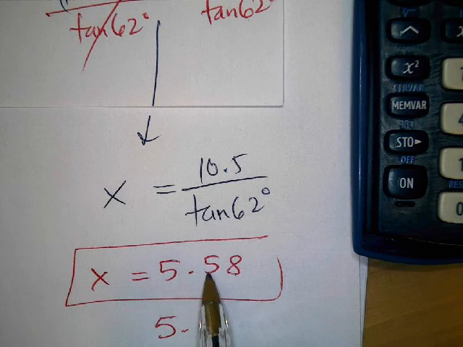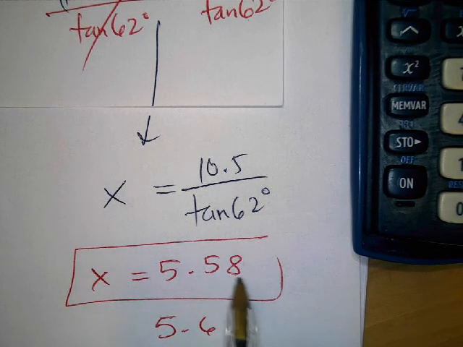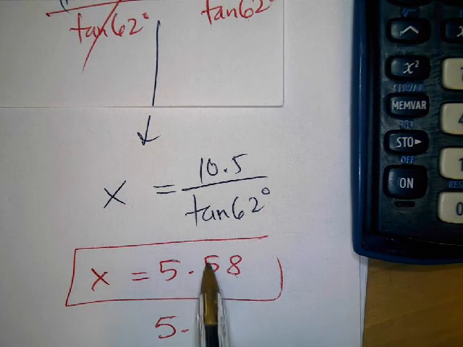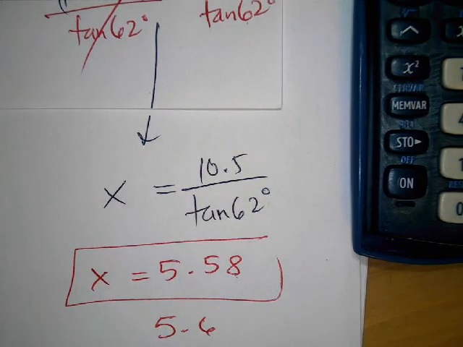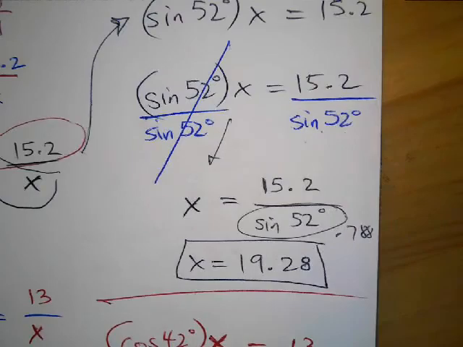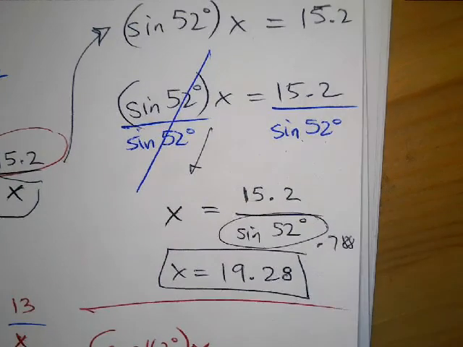The answer sheet says 5.6. Yeah, that's about right, right? Because this 8 will round it off to the nearest tenth. This 8 will bump this 5 up to a 6. So either of these two answers are acceptable.